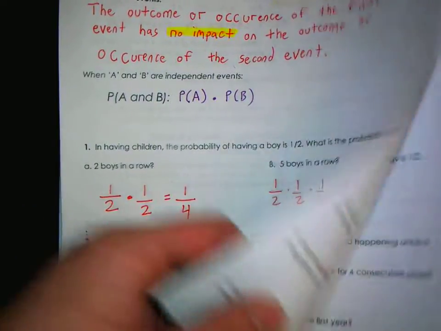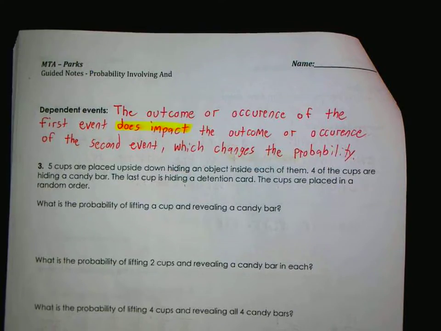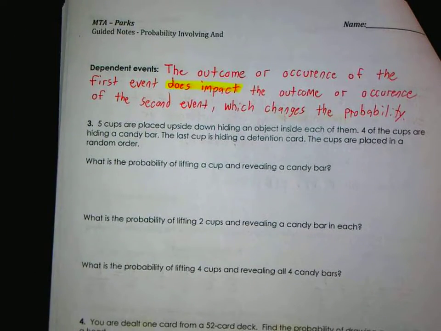Now, let's talk about when the denominators do change. And these are called dependent. So if you're a dependent on your tax return, that means someone is paying to take care of you. Dependent events, one event does impact the other.